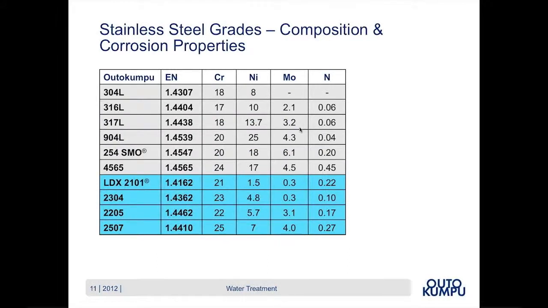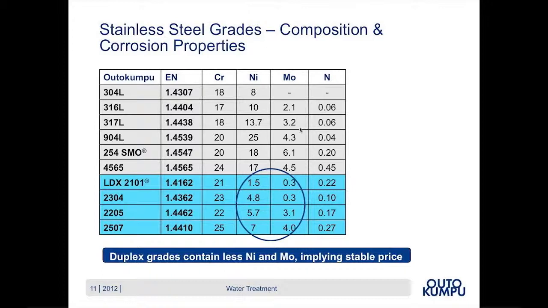If you look at this table, you can see some grades typically used in this application area. Now, they're arranged into two key groups. The upper grey rows depict austenitic grades, while the lower blue rows depict the duplex grades. In the first two columns, you can see the product names according to the two different standards. The first is the Outokumpu company name, and the second is the European designation. And the next four columns show the key elements used in each alloy.